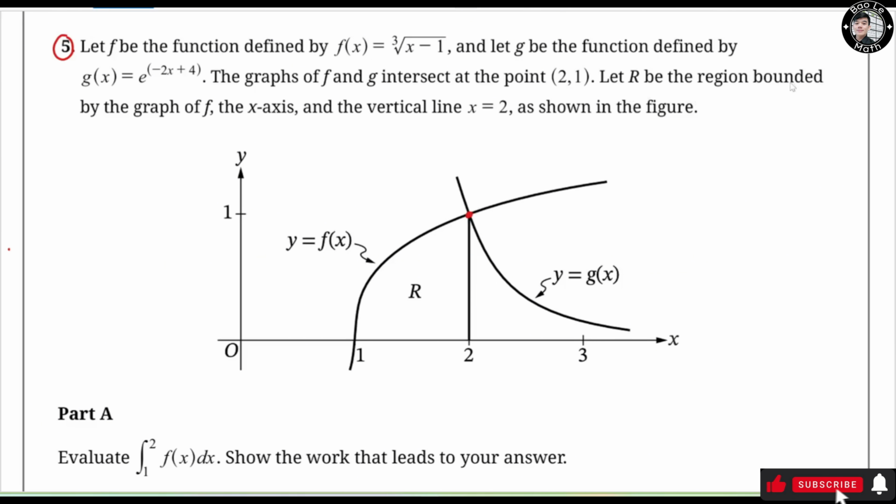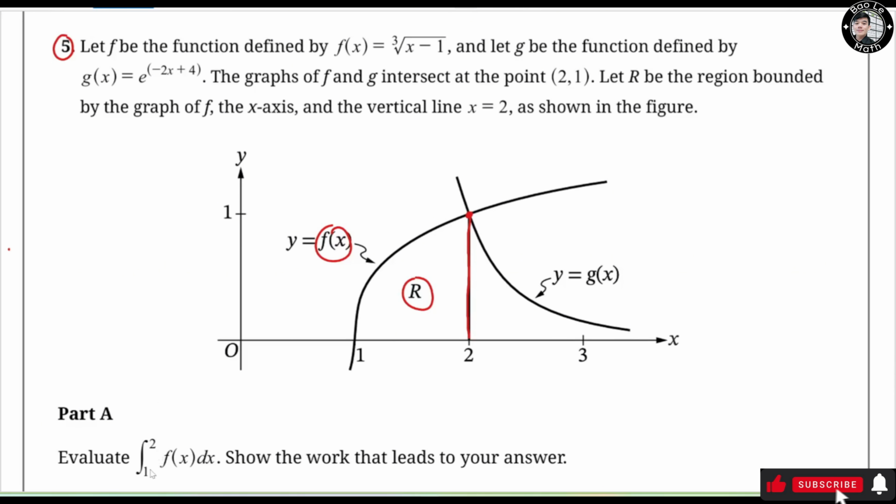Let R be the region bounded by the graph of f, the x-axis, and the vertical line x equals 2, as shown in the figure. This one is f, the x-axis right here, and the vertical line right here. So this is the region R.